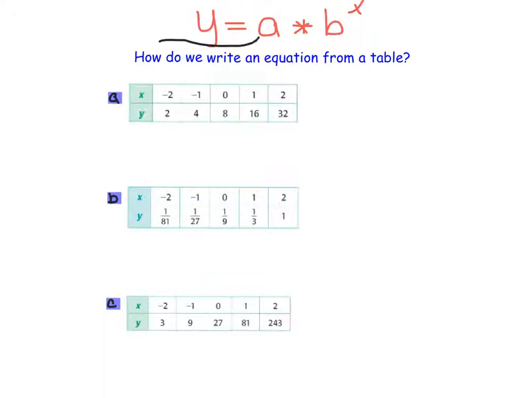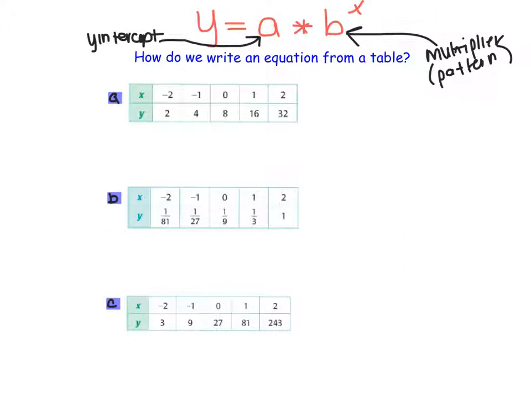This a value, or this value without the x value, is our y-intercept. That's where we're crossing the y-axis. And this b value, the value that contains the x as an exponent, is what's called our multiplier, or that pattern that we see in our table to get to consecutive y values. So as we go to write our equations, let's start looking for this key information. Can we find our y-intercept value, or can we find our multiplier value, and then substitute them into our equation?